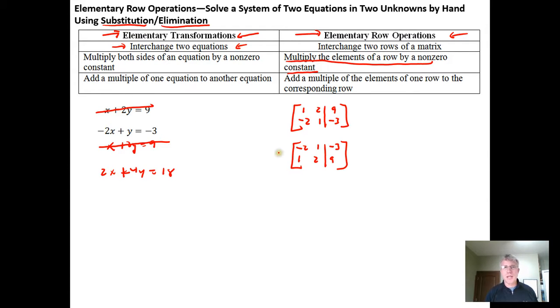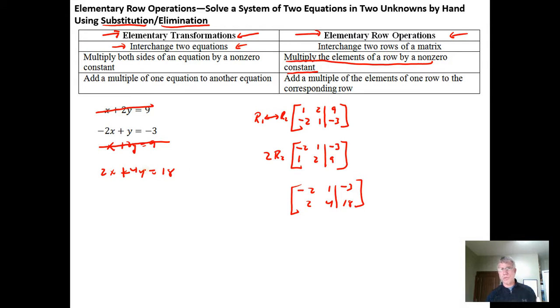Usually you say what transformation or row operation you're going to do. So usually I would say, hey, I'm going to take row 1 and interchange it with row 2, and then here I'm going to say I'm going to multiply row 2 times a factor of 2. So 2 times row 2, and if I do that, it's going to give me negative 2, 1, negative 3, and then 2 times row 2 is going to be 2 times 1 is 2, 2 times 2 is 4, 2 times 9 is 18, and I still have an augmented matrix, and you can see that the row 2 here is corresponding to this modified equation.